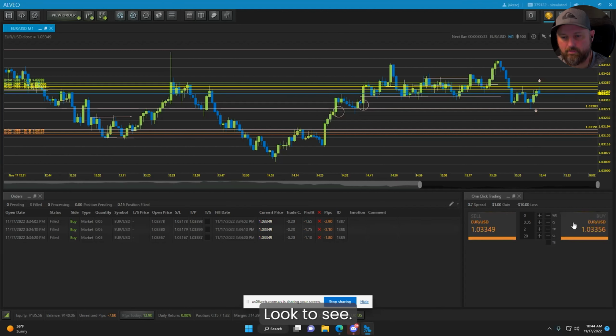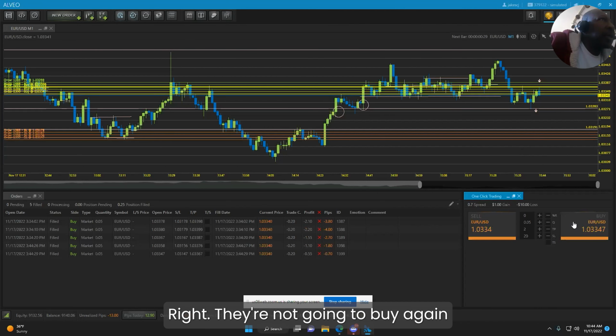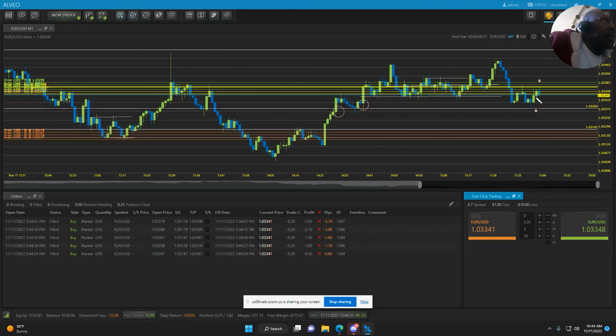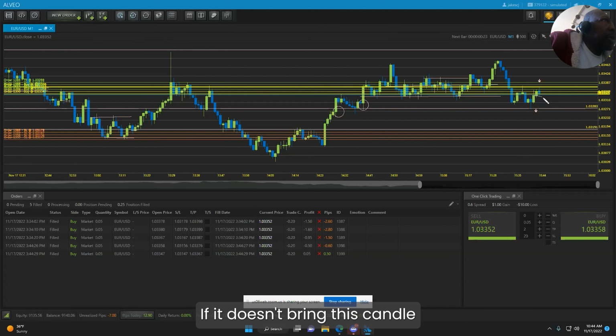What's this? Right here, I'm going to buy again. I'm looking for it right here. If it doesn't break below this candle, I'm going to be buying.